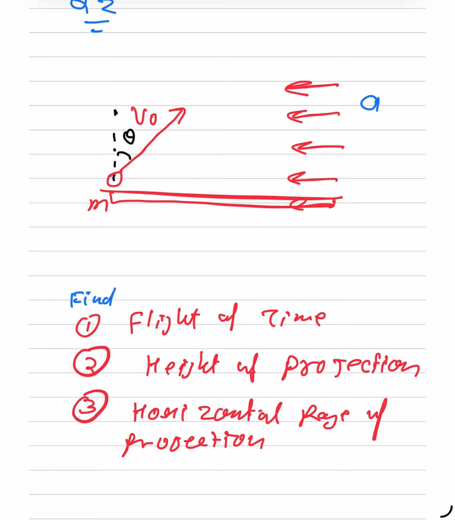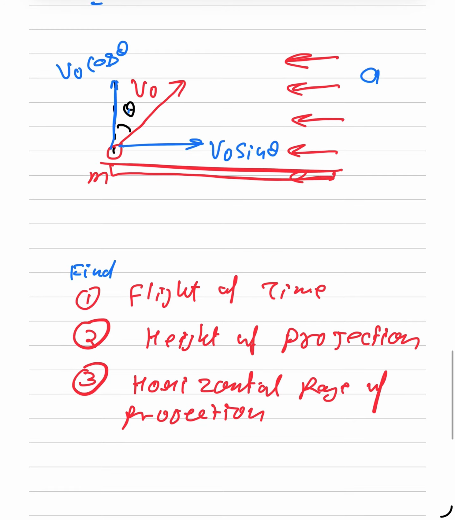Initially we divide the given projectile velocity into components. This is a horizontal component and this is a vertical component. The vertical component is v naught cos theta and the horizontal component is v naught sin theta, because the angle is from the vertical.